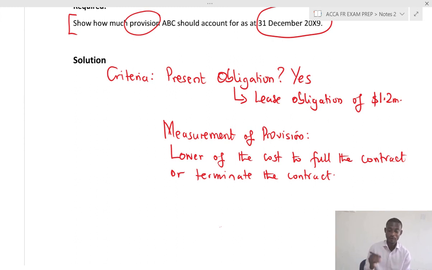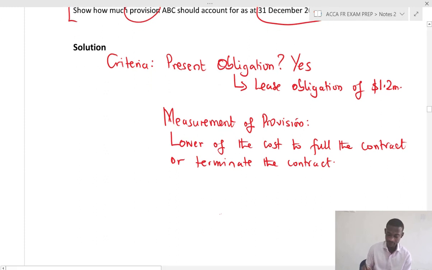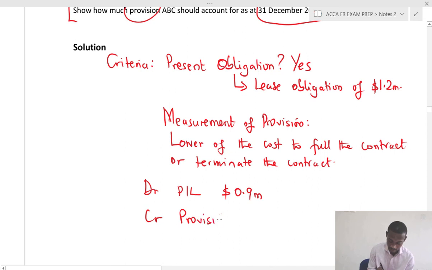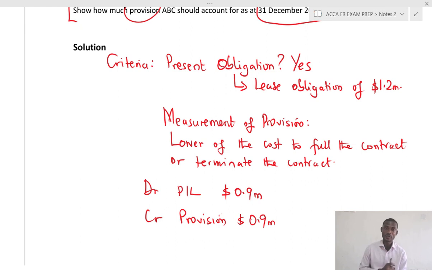So therefore, at the year end, the provision that ABC should make should be to debit profit or loss 0.9 million, and credit provision 0.9 million. So the provision to be made at the year end for this onerous contract is that the entity ABC should account for the lower of the two costs, which makes business sense.